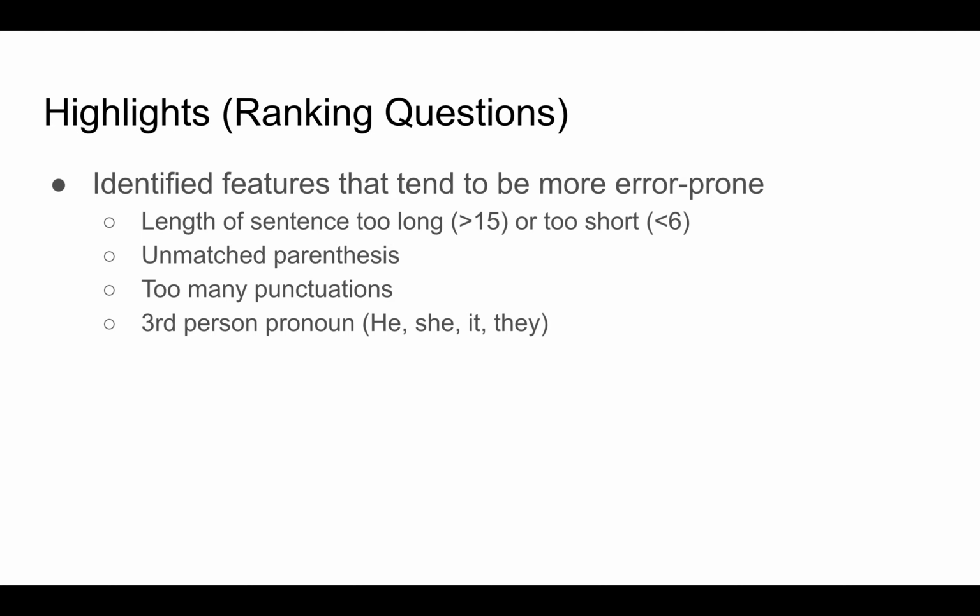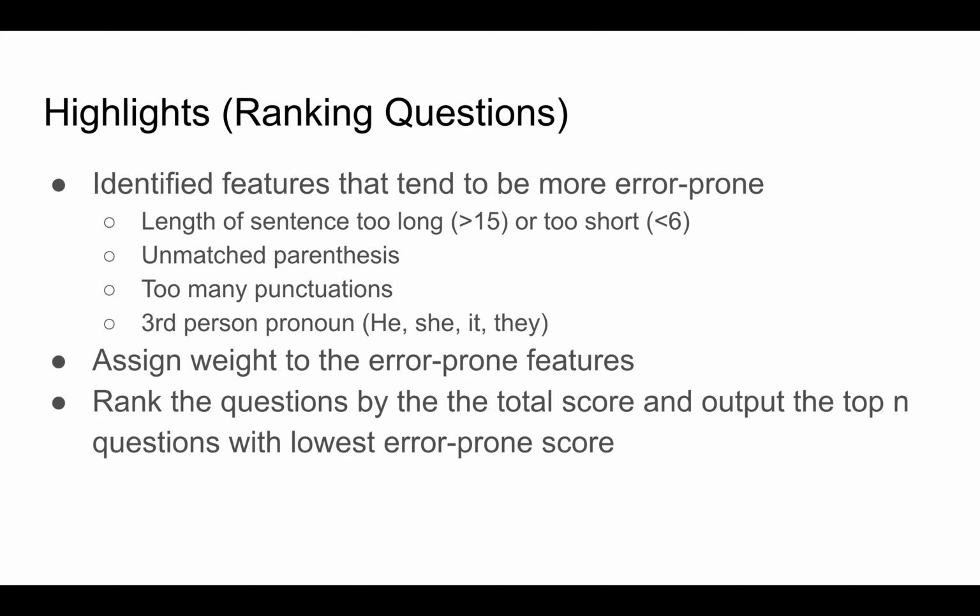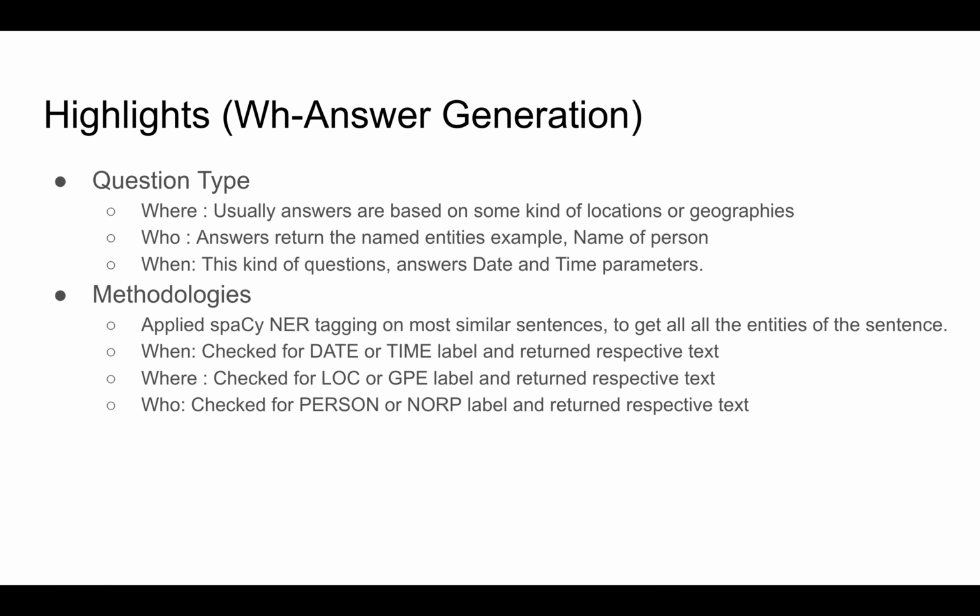Then after we generate a list of all binary and WH questions, we feed them into a ranking system, which contains our hand-labeled features, which we find to be more error-prone. That includes the length of the sentence being too long or too short, containing unmatched parentheses, having too many punctuation marks, or having third-person pronouns. Then we assign weight to these error-prone features and rank the questions by the total score and output the top n questions with the lowest error-prone score.